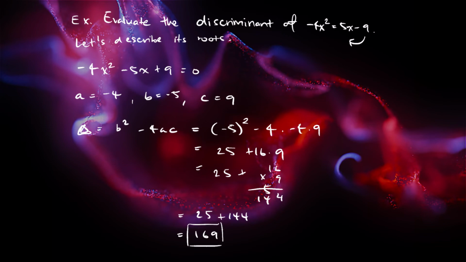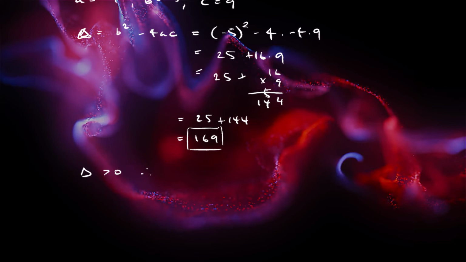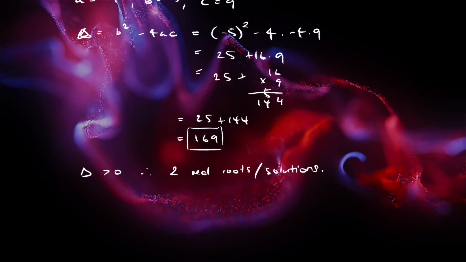So what does this tell us? The discriminant is greater than 0. Therefore, we want to describe the roots. Well, if the discriminant is positive, that means we have 2 real roots, or solutions, right? So I didn't even solve the quadratic, but I already know that there are going to be 2 solutions to this quadratic.